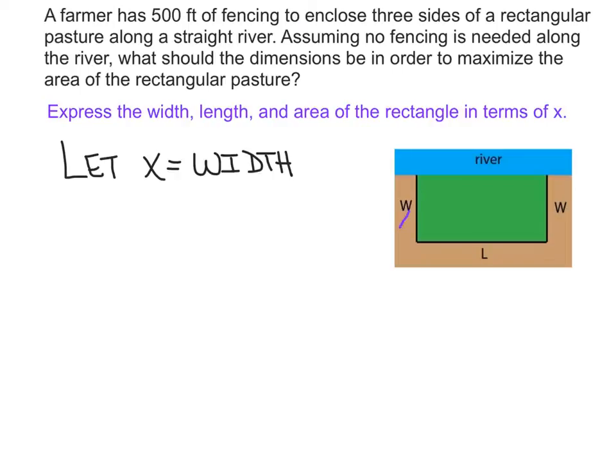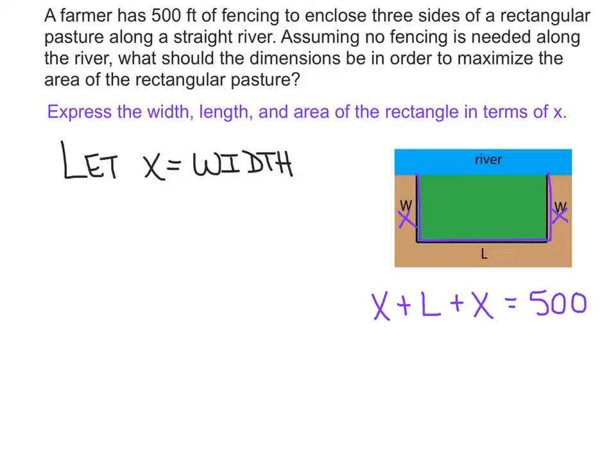So I've got an x here and I've got an x there. Now the question is, how am I going to describe the length in terms of x? Now remember, the sum of these three sides has to be 500. So I'm thinking to myself, well, x plus L plus x equals 500.